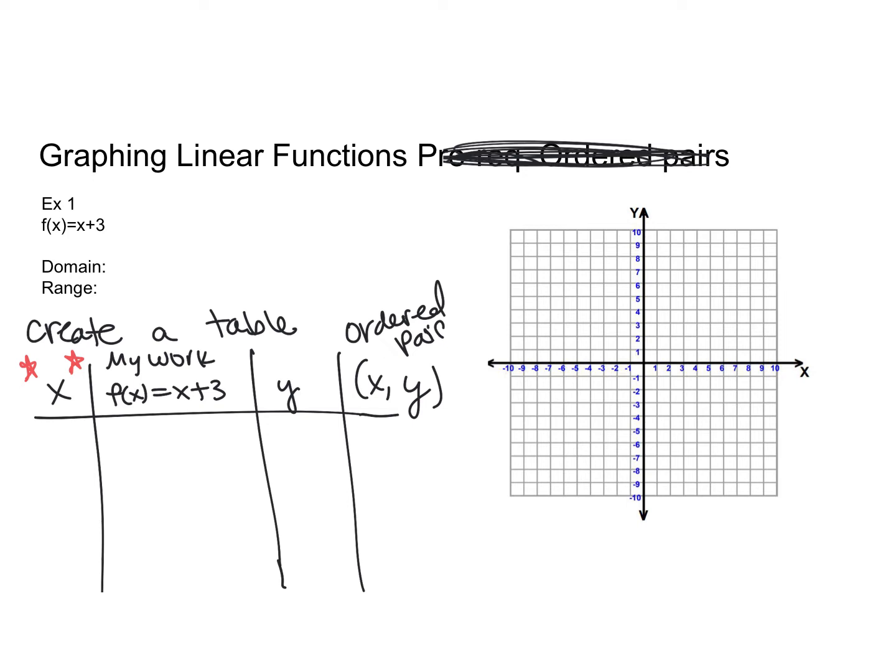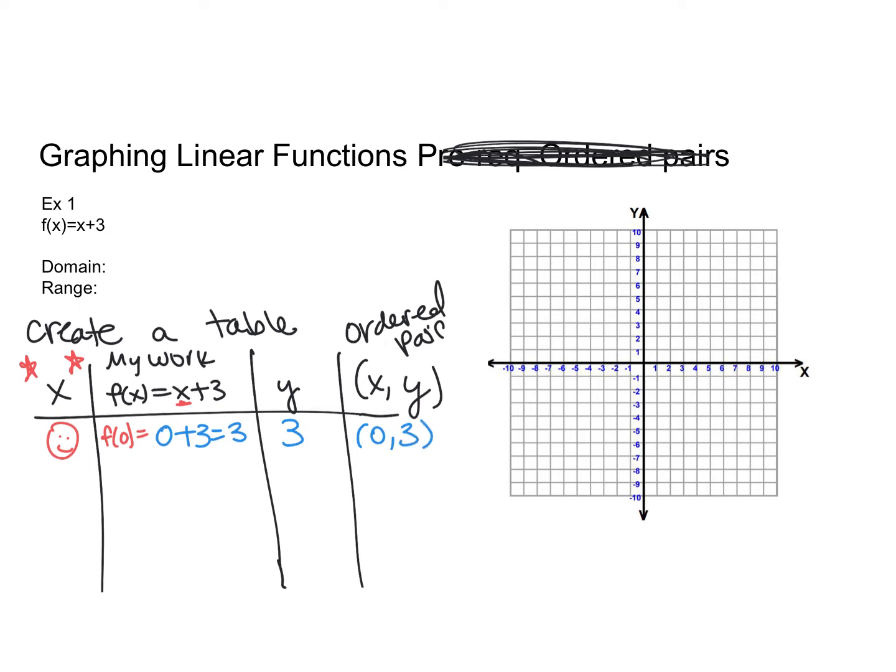For example, I probably will always pick 0. Why do I pick 0? Because 0 is easy to plug in. It is just really nice when I pick 0. Besides, it will give me the y-intercept, which is cool, okay? So I'm going to plug in 0. And all I have to do is find f at 0 by plugging 0 in for x. So that would be 0 plus 3, which is 3. So that's my y value. And my ordered pair is just 0, 3.